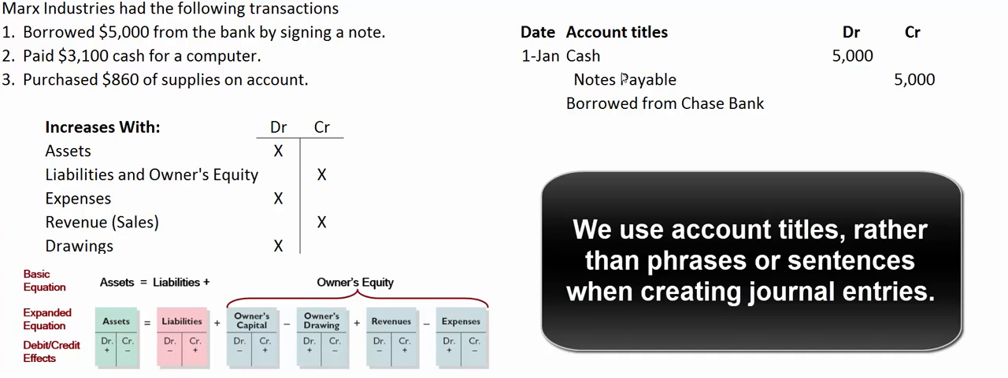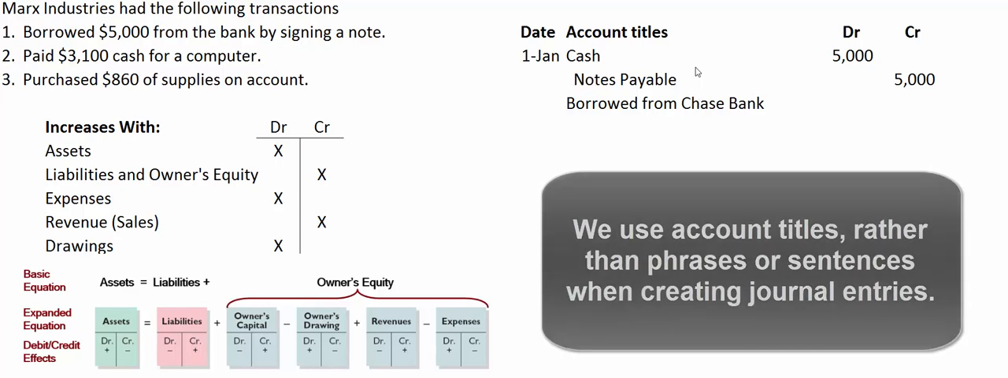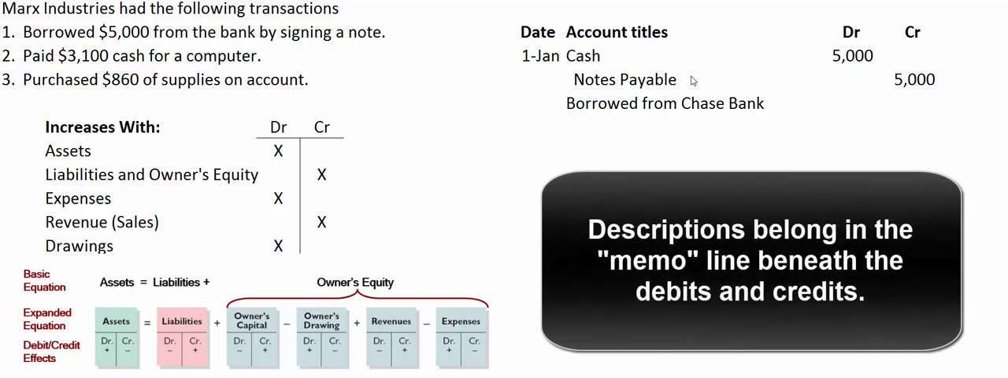You don't say borrowed cash. You don't say signed notes payable. You debit and credit specific accounts. And if you insist on a phrase or a sentence, by all means, stick it down here in the memo section, where I assumed we borrowed this money from Chase Bank.